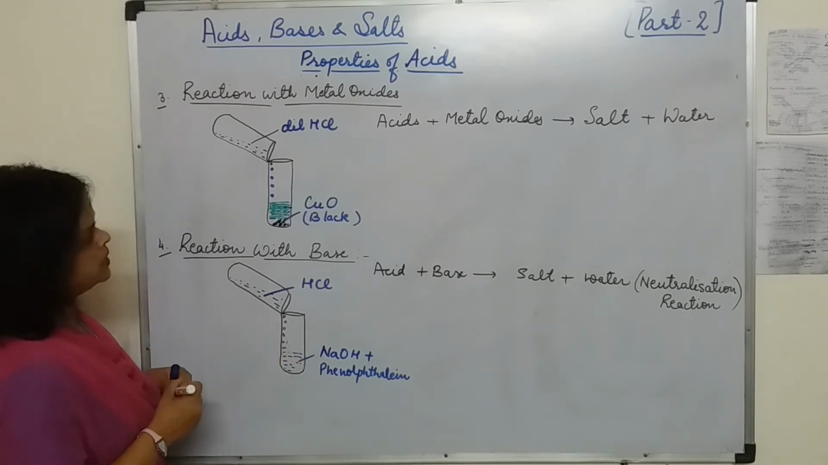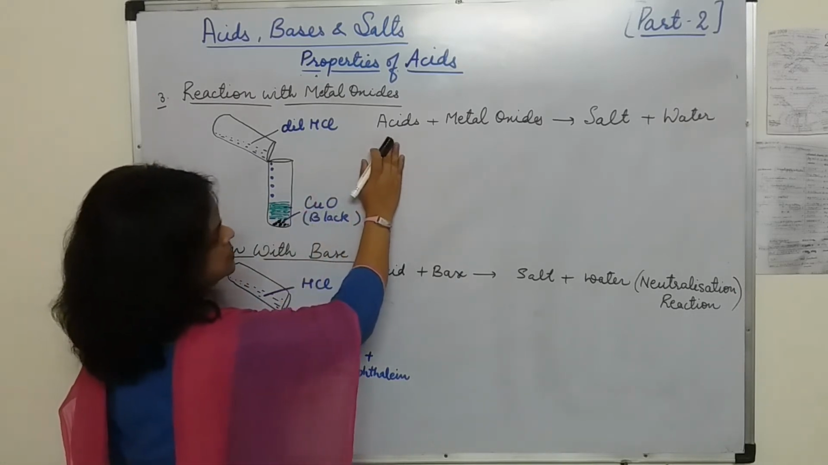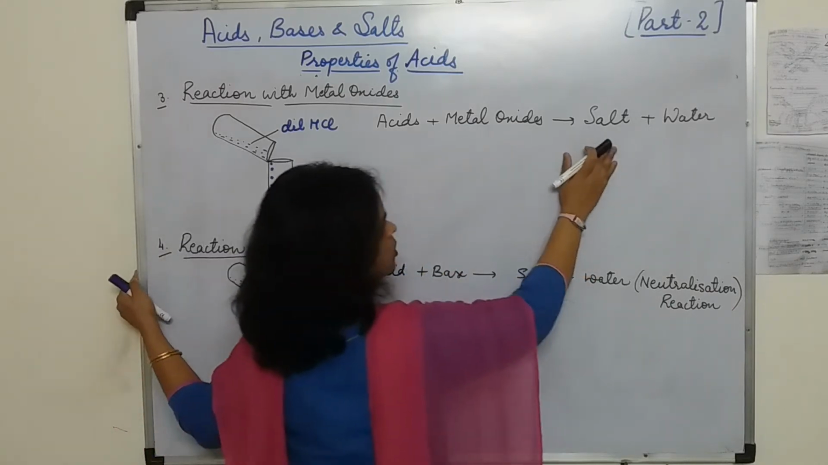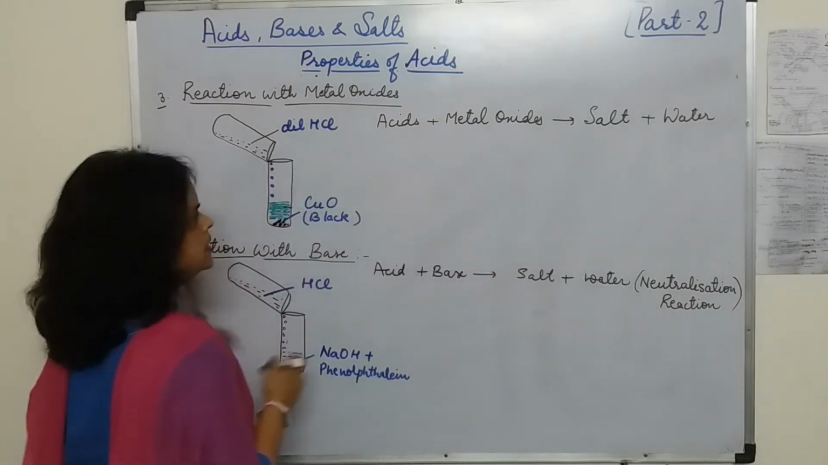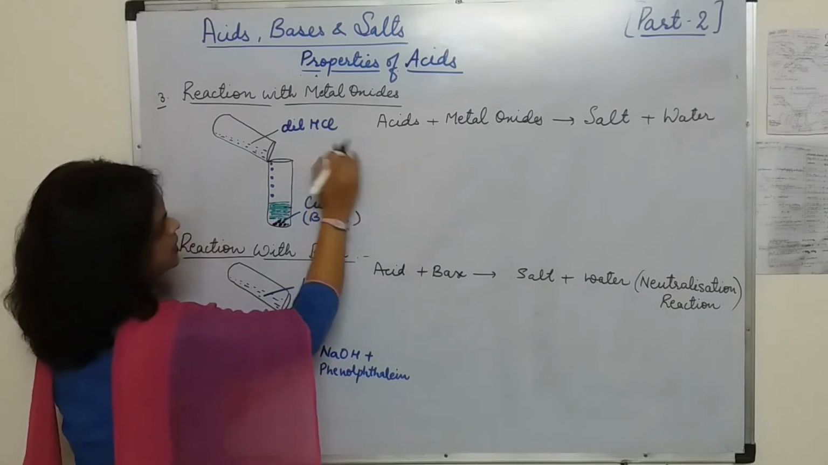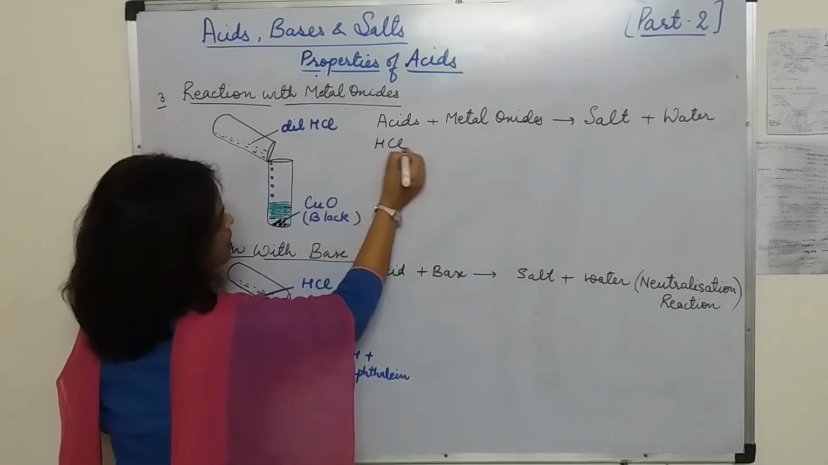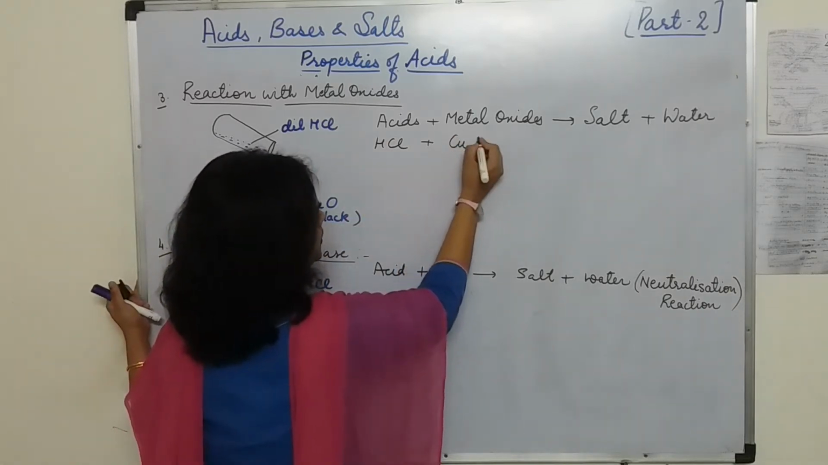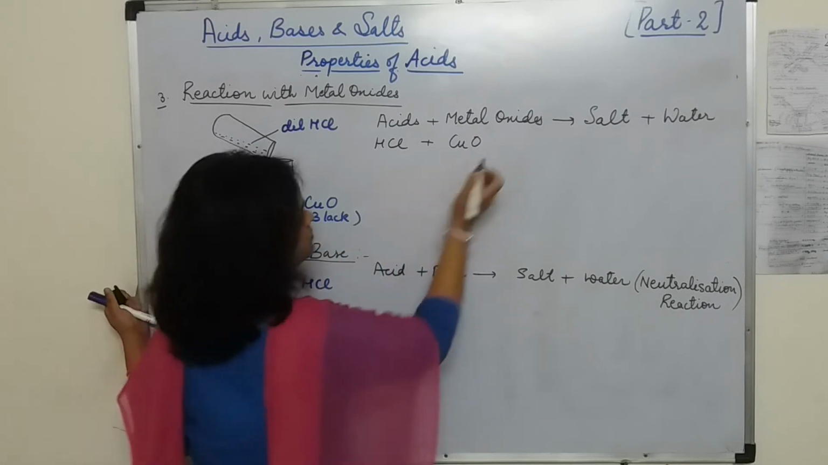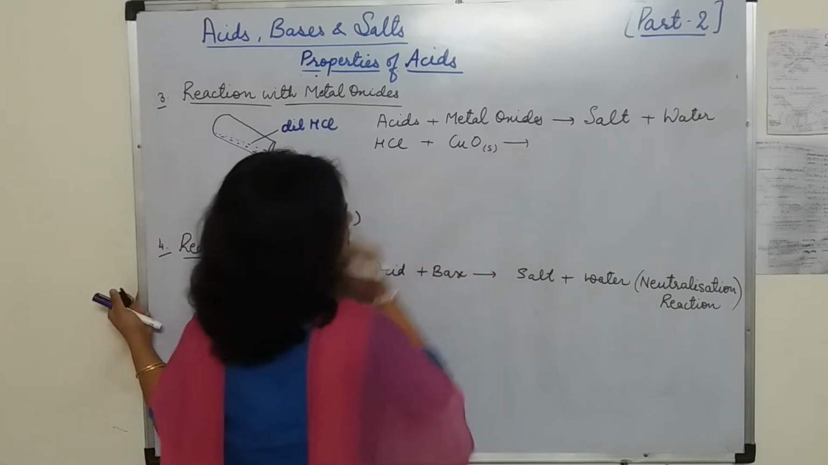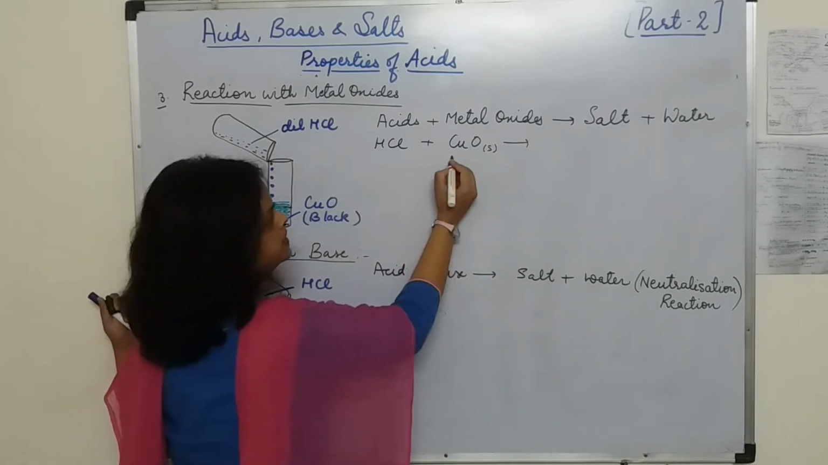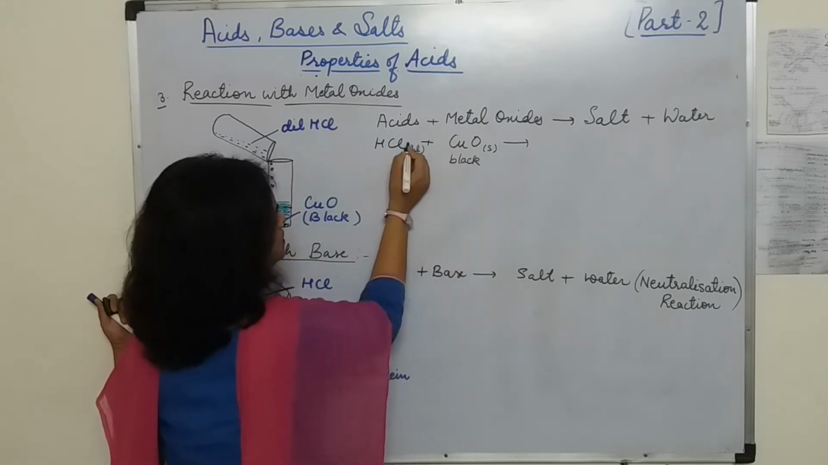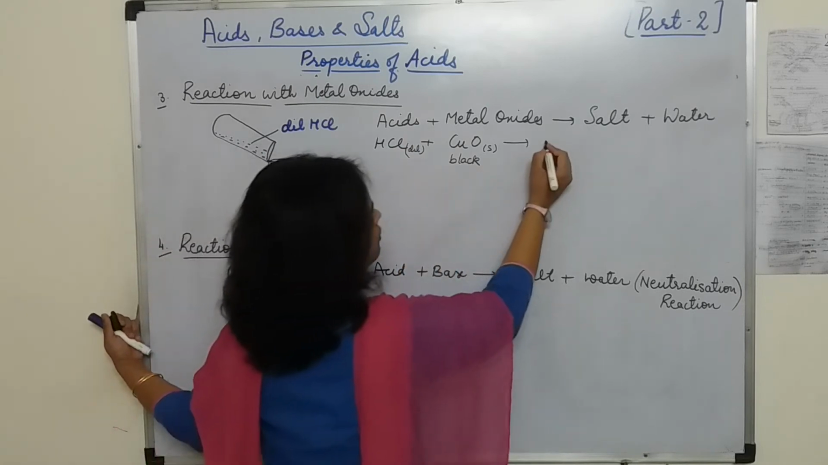Let's write the equation. What happens when acids combine with metal oxides? What is going to be formed? Salt and water. Okay, so let's write the equation. Acid, we are taking HCl. Now it is combining with CuO, that is cupric oxide. It is solid in physical state and its color is black. This is dilute. When it combines, it forms salt.